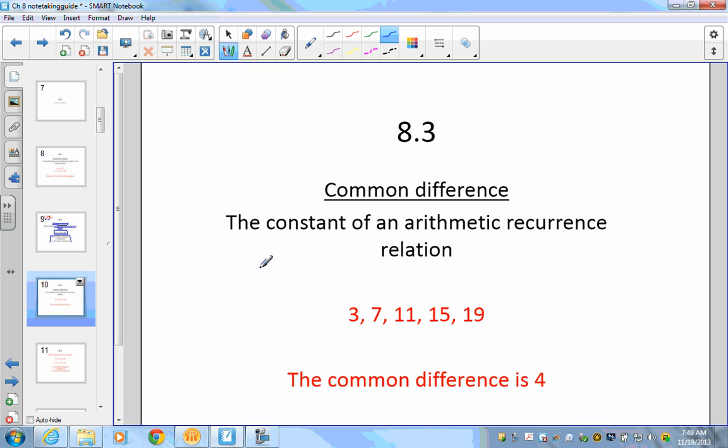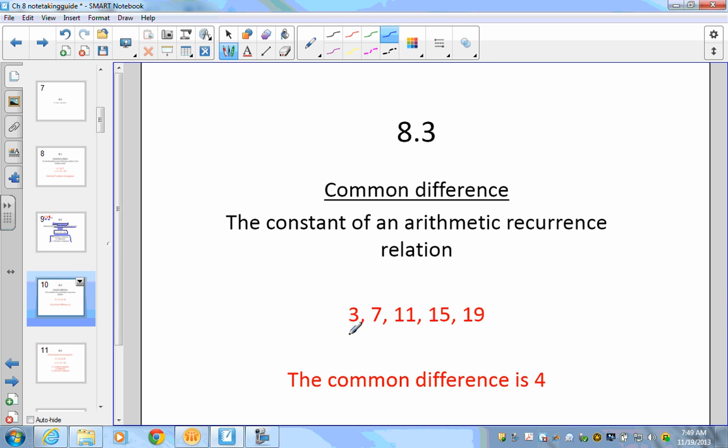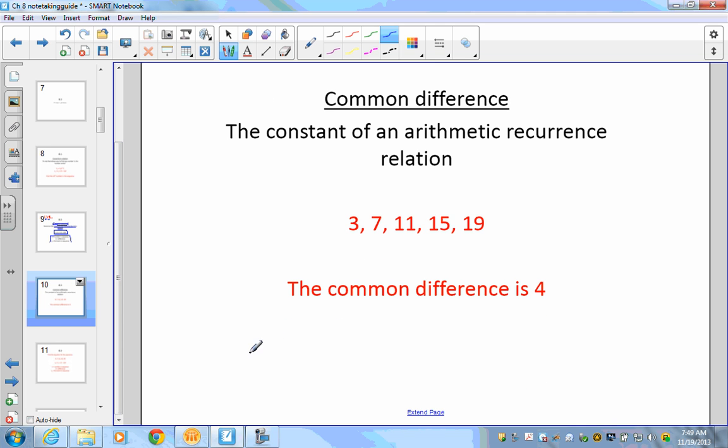The common difference is the constant of the arithmetic recurrence relation. What we just talked about, where we're adding 2 each time, is one example. Here's another: 3, 7, 11, 15, 19. We're adding 4 every single time, so the common difference is 4. Let's do another one. Say we started with 20, then 17, then 14, then 11, then 8, and so on. If I asked you what the common difference is, you're subtracting 3 every time, so the common difference is -3. Pretty simple.